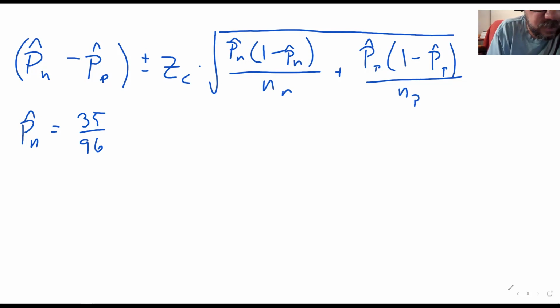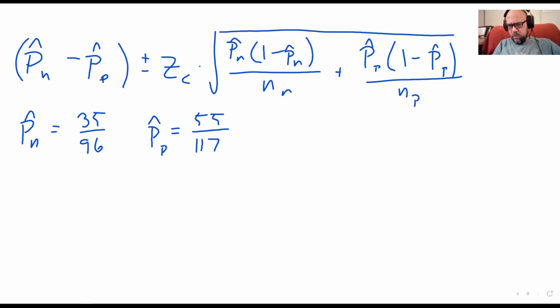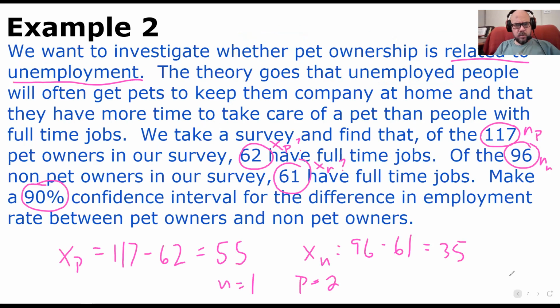And then we're going to have p-hat, what was it, 55 out of 117. I think that was the right number. 55 out of 117. Yeah, that was right. Okay, good.